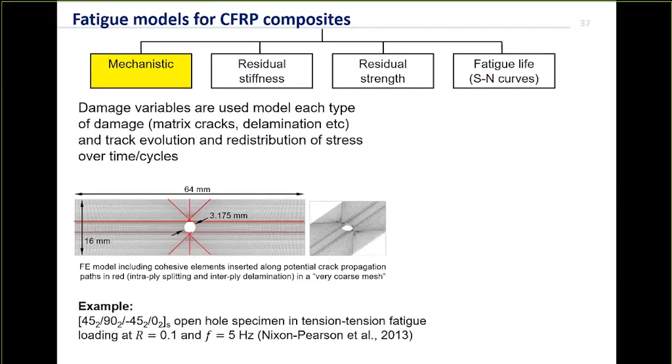Okay, so let's move on a little bit and talk about fatigue. There are a number of different ways of approaching the issue of fatigue in laminates, and I'm going to summarize it very briefly in 4 categories. The first, the most complicated, is the one on the left, which is a mechanistic approach where we try and model in detail the physical process of damage. So this example here is a simulation of the growth of fatigue damage in an open hole test specimen.